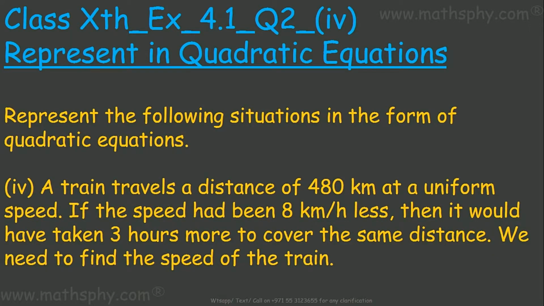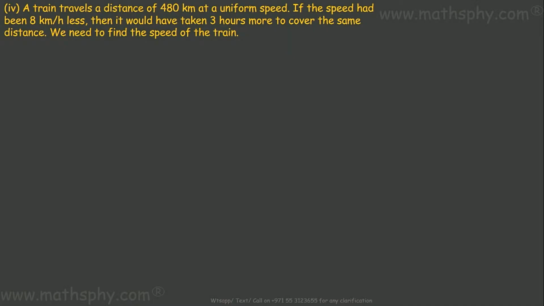This question says, a train travels a distance of 480 kilometers at a uniform speed. If the speed had been 8 kilometers per hour less, then it would have taken 3 hours more to cover the same distance, which is this 480 kilometers. We need to find the speed of the train. Okay, our agenda here is to put this into quadratic equation format. Two different speeds are there, two different times are there.